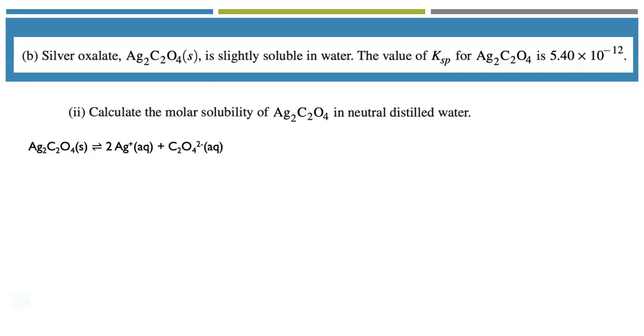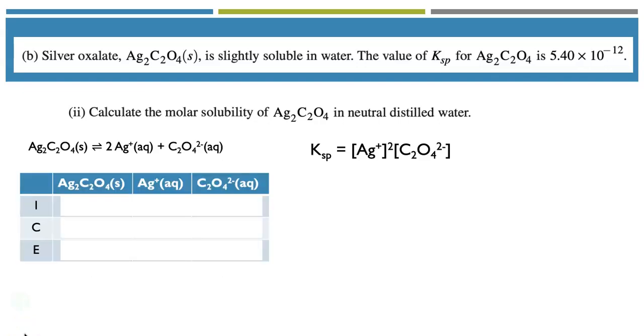We have the balanced equation. We have a Ksp expression. Now we're going to use that. The best strategy to implement here is an ICE table. Technically, you don't have to write out the ICE table, but using the ICE table helps you to prevent mistakes that you don't need to be making. Let's set up our ICE table here.